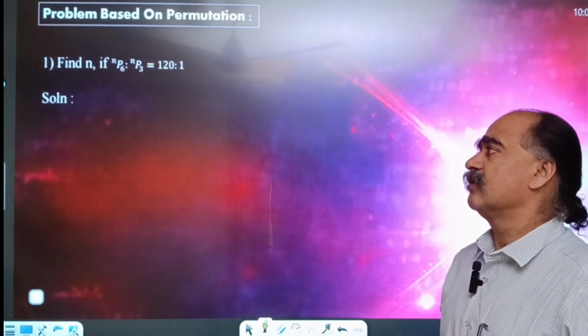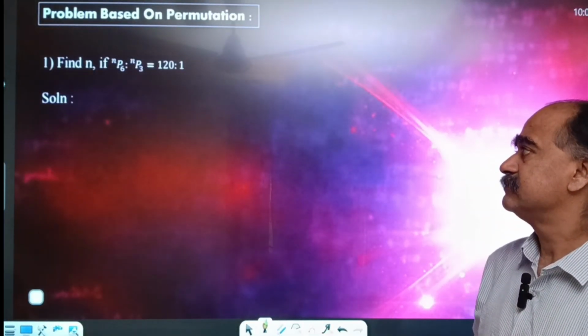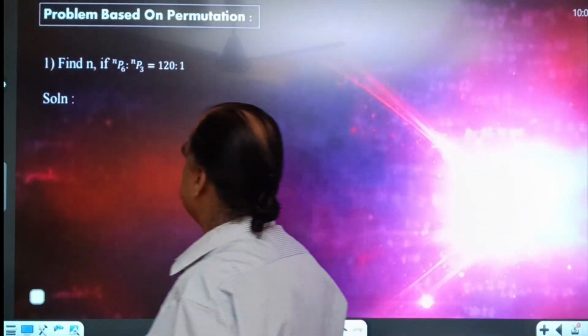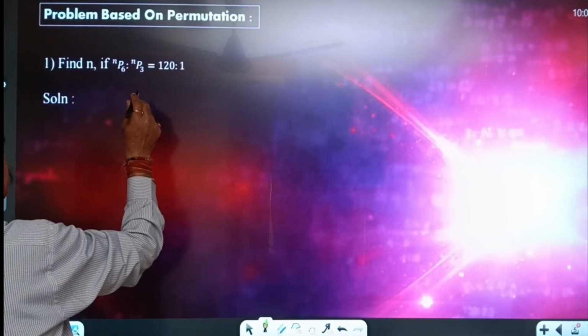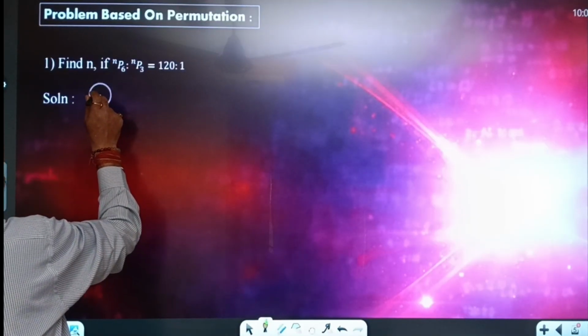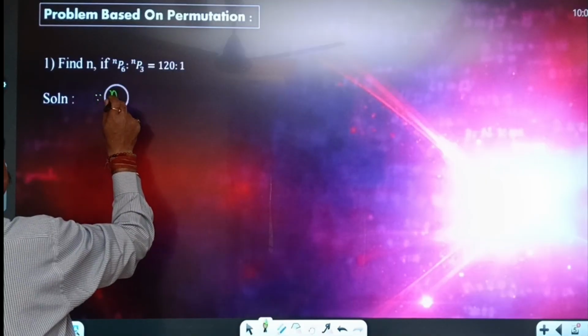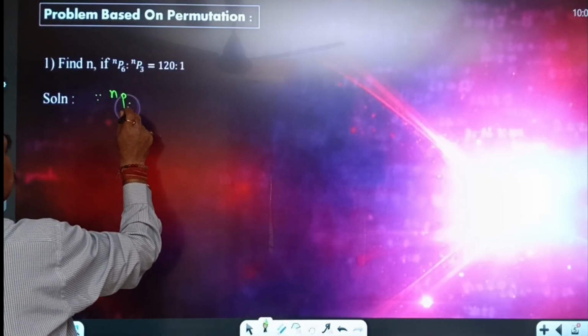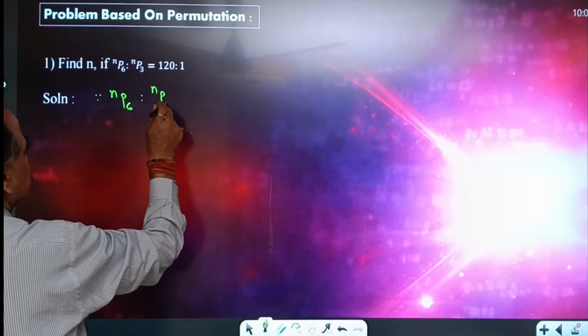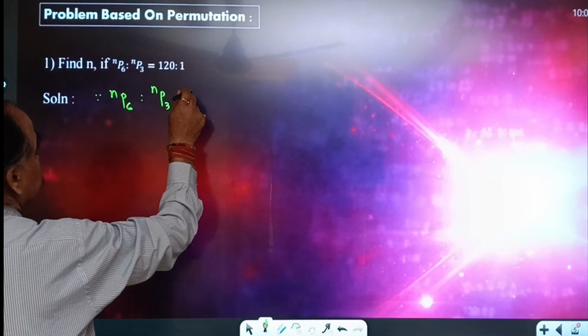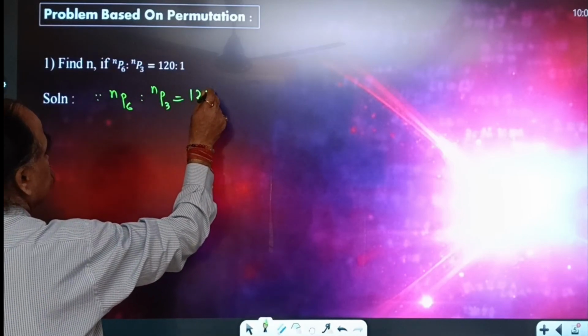So let us solve some problems on permutation. Find n if nP6 is to nP3 is equal to 120 is to 1. Since nP6 is to nP3 is 120 is to 1.